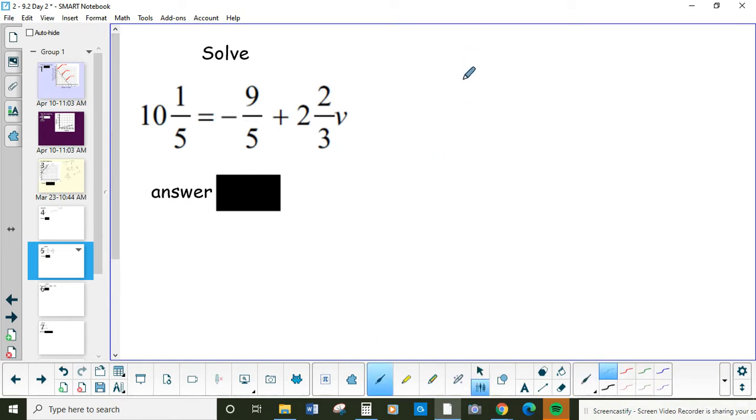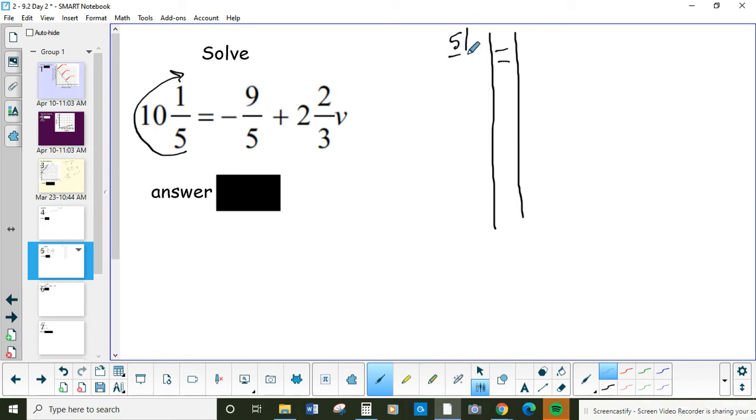Solving two-step equations. Anytime you guys have, let me separate my left from my right side of the equations. Anytime you have any type of fractions, just make everything a fraction, right? So I can make this a fraction by multiplying. 5 times 10 is 50, and then add 1, I got 51, and keep the same bottom number. Same denominators. 51 fiftieths is the exact same number as 10 and 1 fifth.